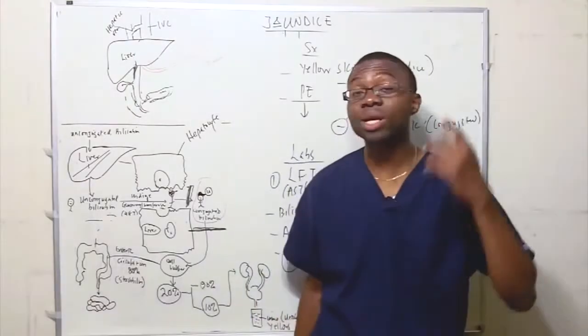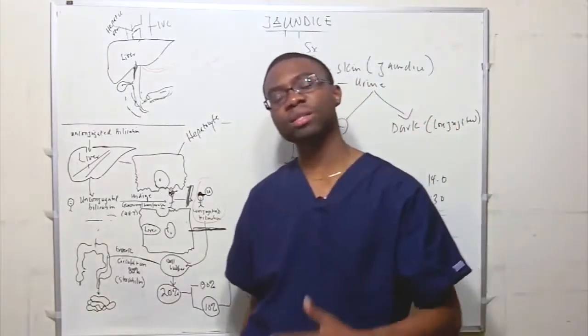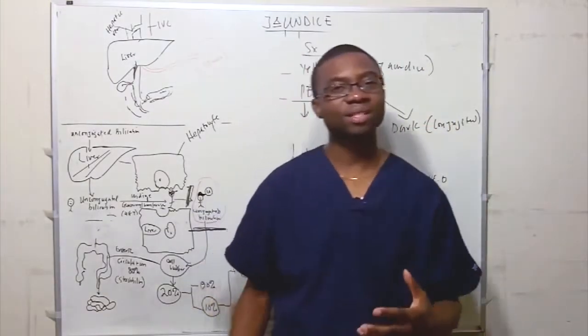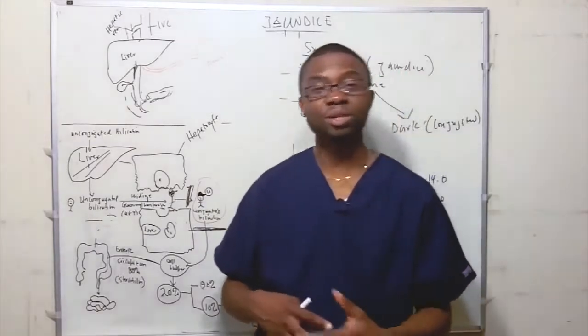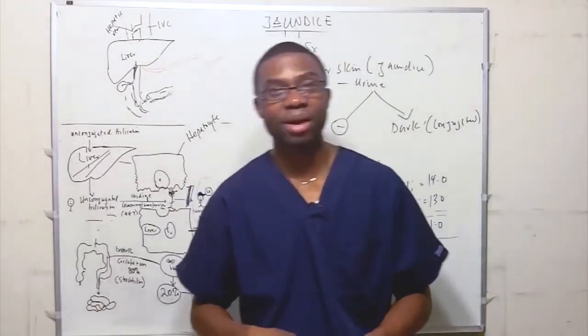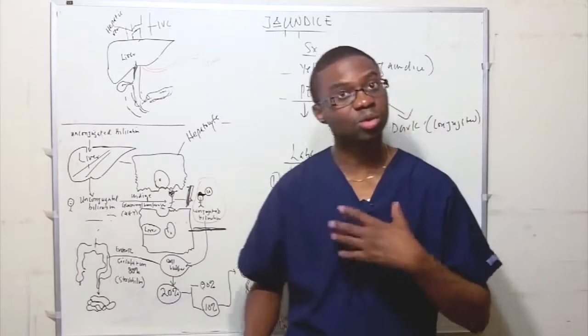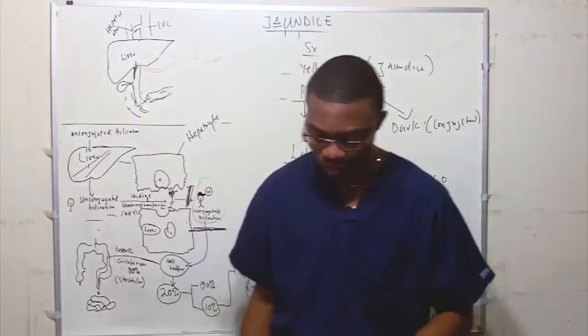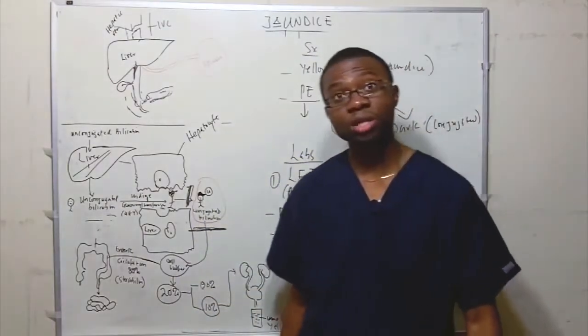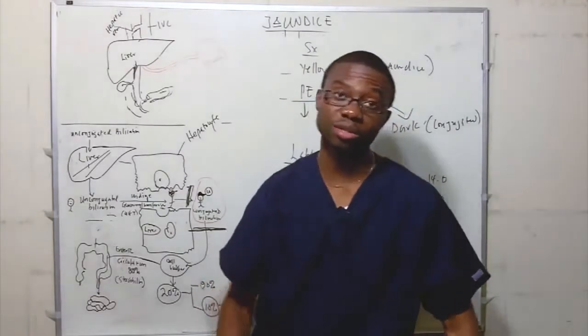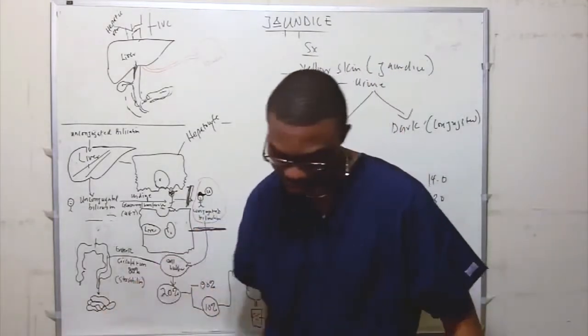If it's even alpha-1 antitrypsin, I know these are all things we haven't really talked about, but these are the different things that can cause it. Alpha-1 antitrypsin is a deficiency in that enzyme, and it can cause liver damage. It also causes you to get emphysema. Okay? All right? If it's drugs, what do we do? We stop the drugs. Stay away from the drugs, okay?